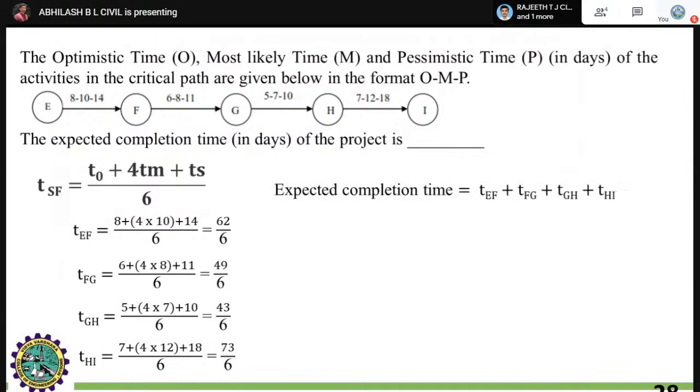Similarly, summation. Here, expected completion: you have to add all these activities from E to I, EF, FG, GH, HI. This gives your expected completion time, TEF plus TFG plus TGH plus THI. You will get 37.833 days. You can write the answer up to 2 decimals, depending on the question; in the question itself they will specify this. That is up to 2 decimals you have to jot down the answers. This is how such questions are solved.